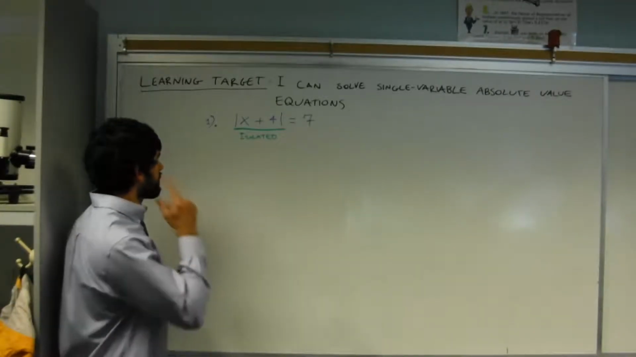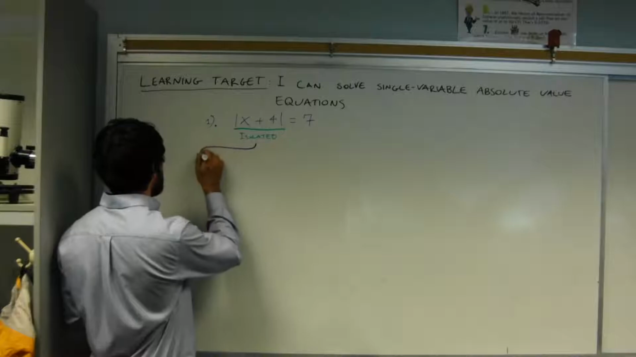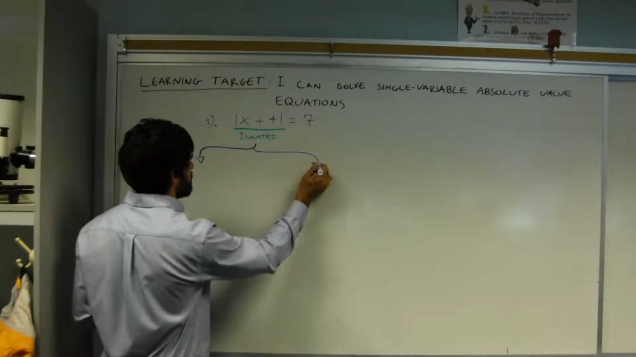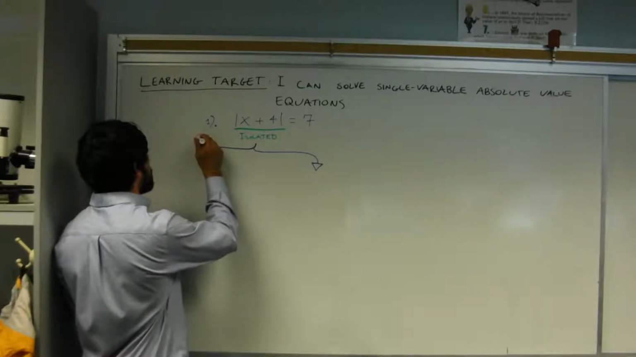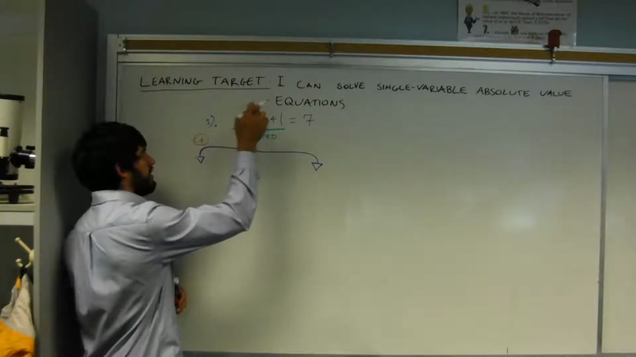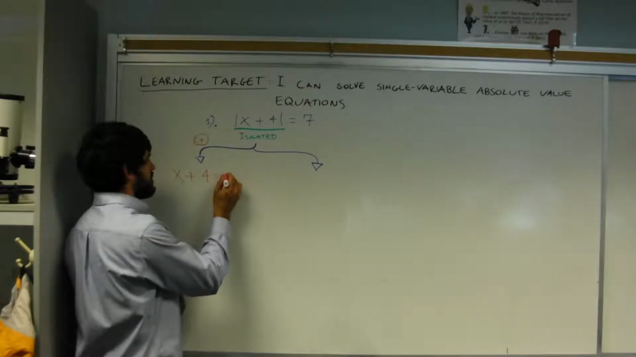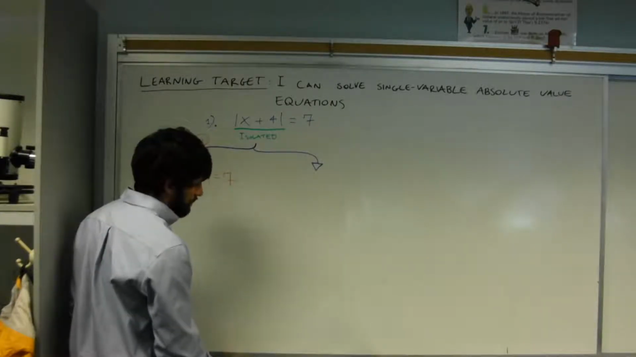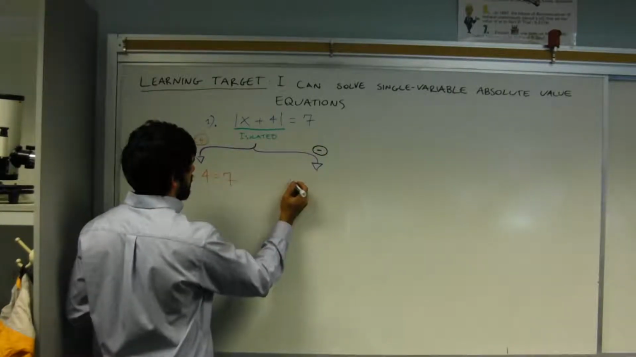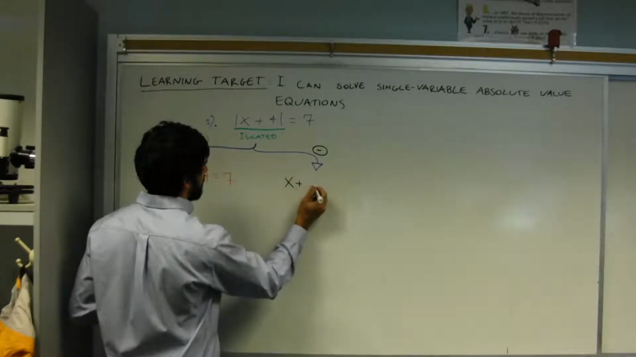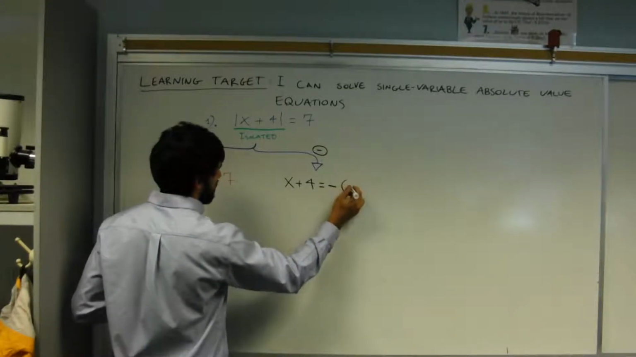So once our absolute value is isolated, which it already is in this case, we can split it into two different equations. So we will have our positive case, where literally all we do is take away these absolute value brackets. We get x plus 4 is equal to 7. And then we have our negative case, where we leave one side of the equation the same and take away the brackets, but we're going to make the other side negative.